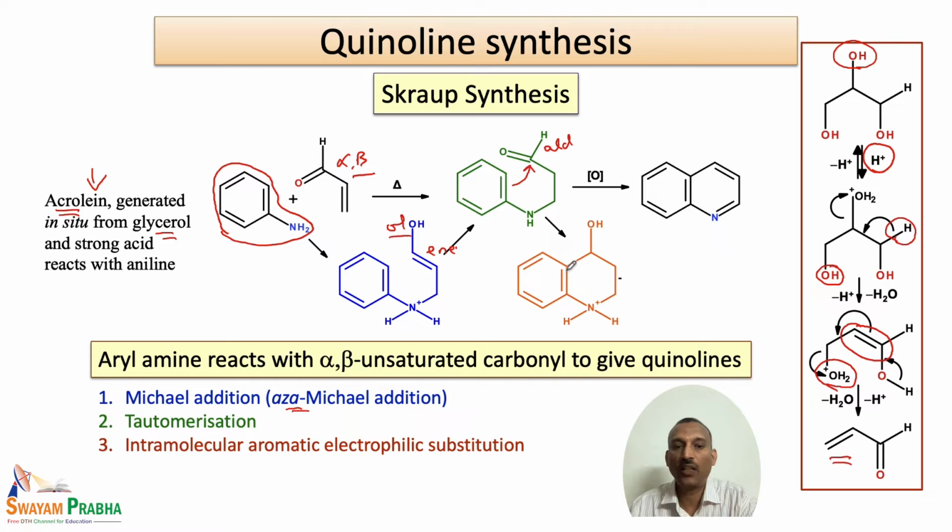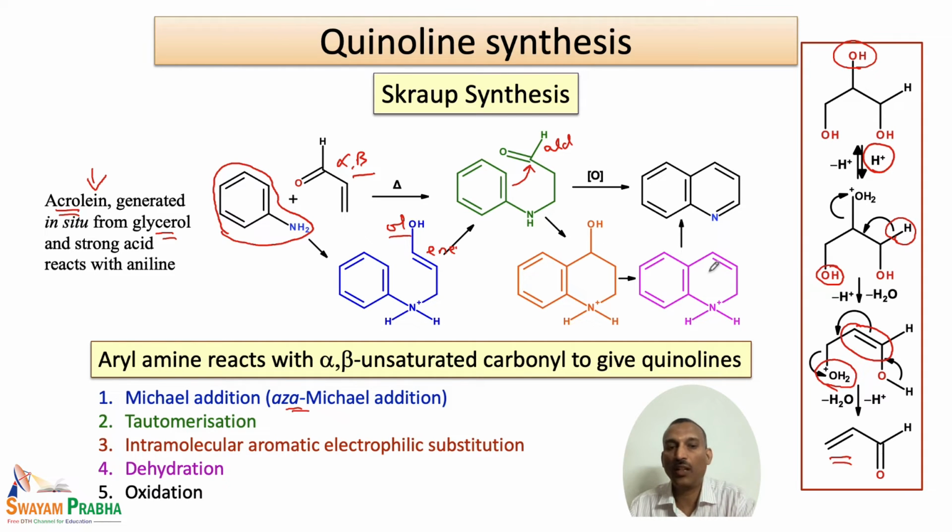intramolecular acylation, an aromatic electrophilic substitution. That means these pi electrons attack this electrophilic carbon atom, leading to the cyclization. So we end up with a hydroxy unit, and this hydroxy unit undergoes dehydration to give the double bond, and finally oxidation leads to the final product, quinoline. So these are all the overall reaction steps in the Skraup synthesis of quinoline.